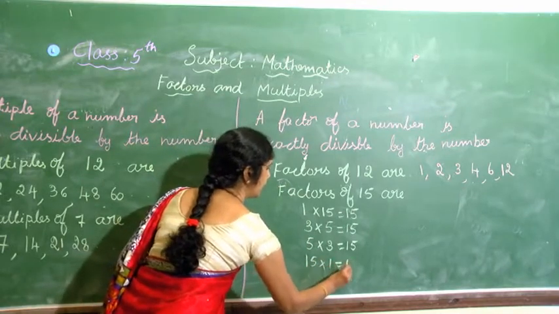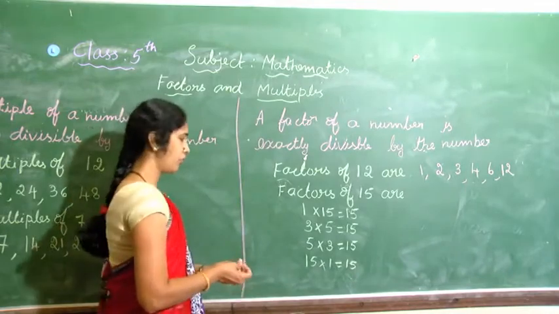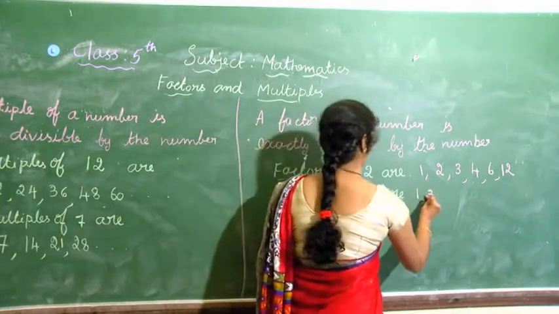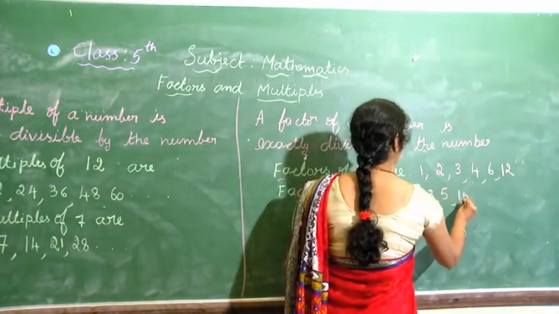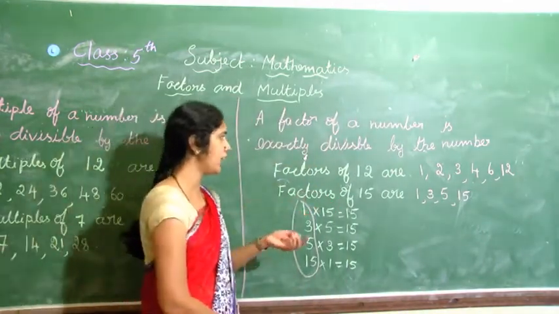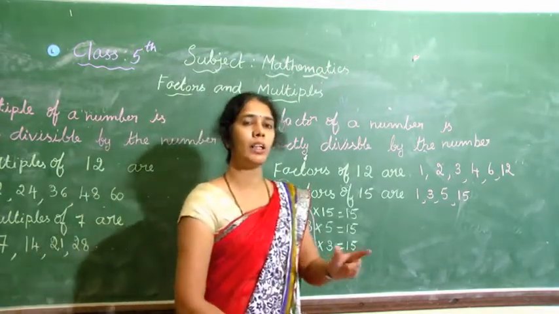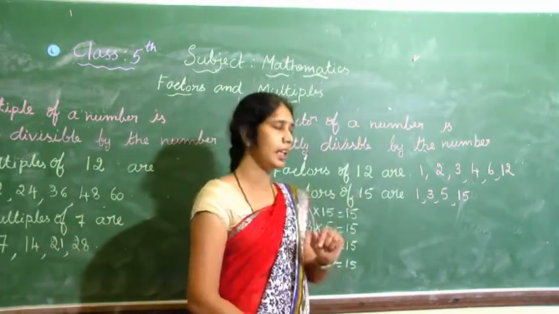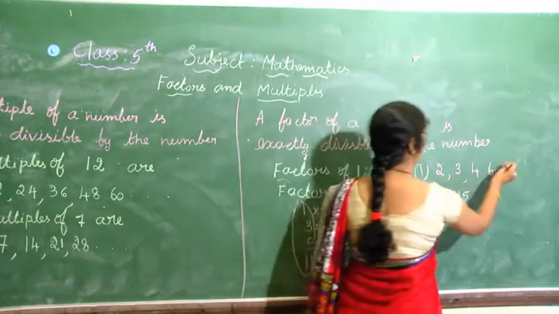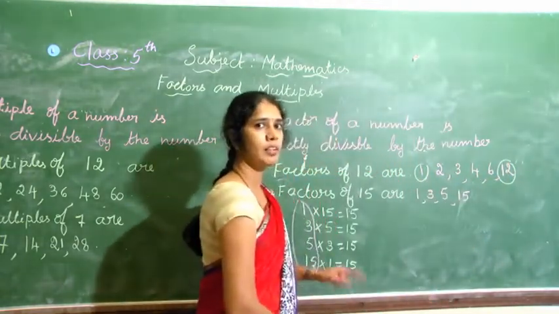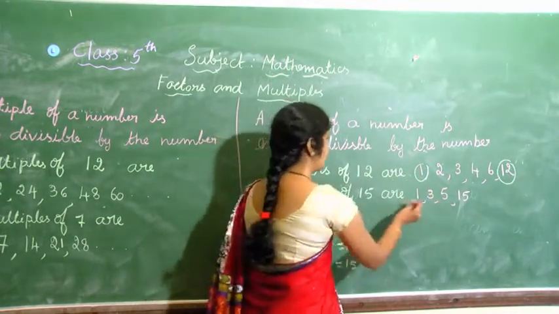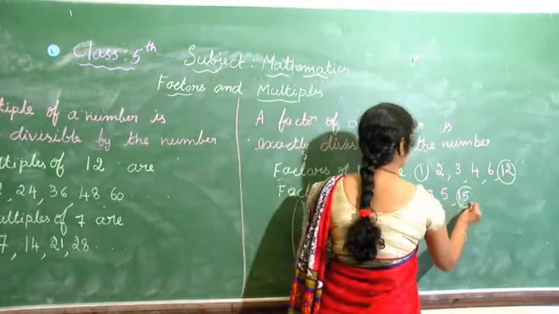15 ones are 15. Therefore, factors of 15 are 1, 3, 5, 15. Did you understand, students? Here you can observe that the common thing in all factors of a number is that 1 should be there and that number itself. Remember, always the compulsory numbers are 1 and that number itself. Here also 1 and that number itself.